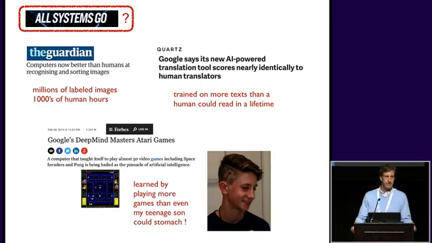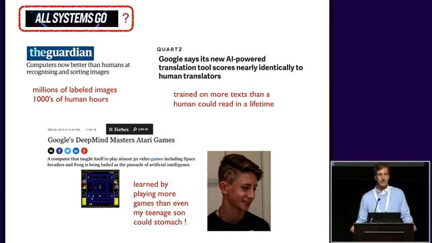Training these machine learning systems takes a huge amount of human effort in many cases. So millions of labeled images are required, say, for ImageNet. For translation, these machines are learning to translate between languages by effectively reading more text than a human could ever learn in a lifetime. And in game playing, they're learning by playing more games than even my teenage son can stomach.